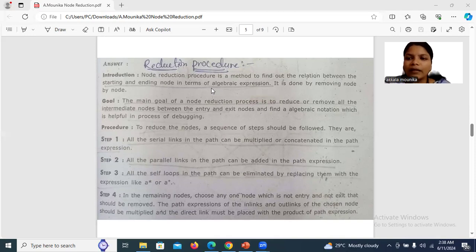That means only one entry and one exit should be there. No multiple entries and no multiple nodes should be there. It is done by removing the node by node. In such cases, we have to remove nodes.